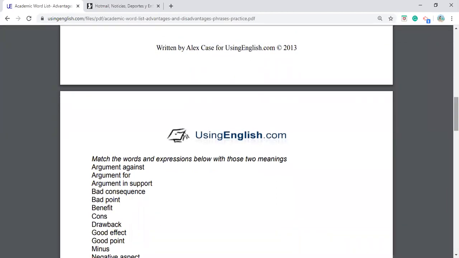What can be the minus? The minus are like the bad points, okay? The minus are the bad points.